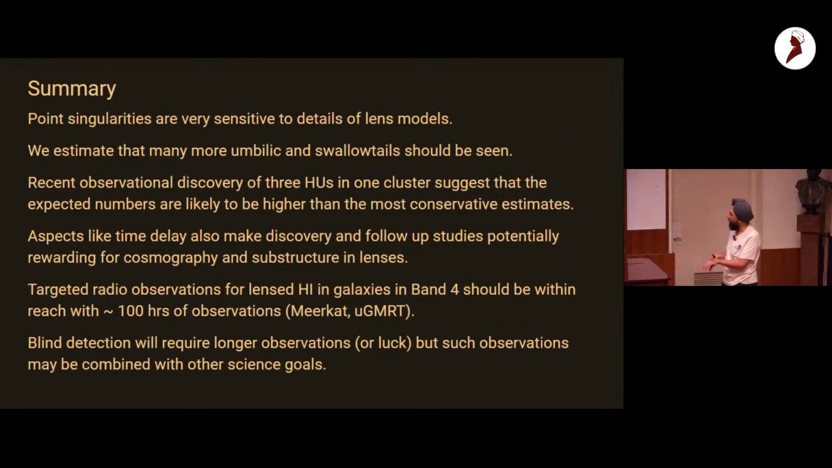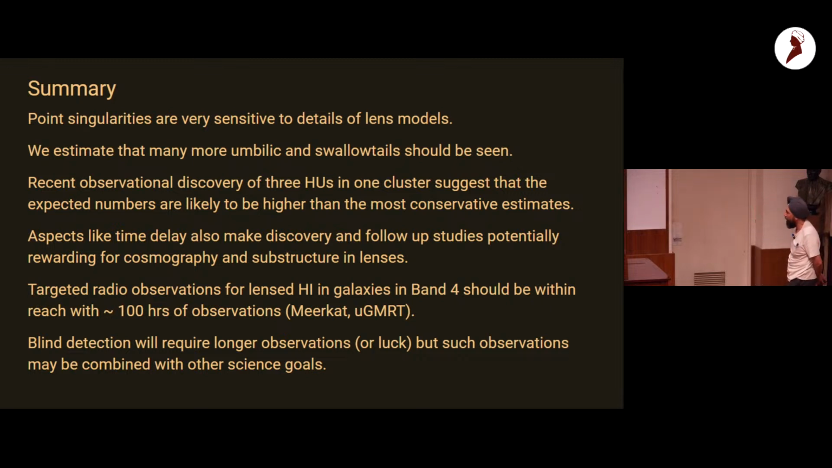One is that point singularities are very sensitive to details of lens models, that is, if you are doing a theoretical projection. Observationally, if you have something, you can fix them very well. We estimate that many more umbilics and swallowtails should be seen than originally estimated. And the recent observational discovery of 3 HUs in one cluster suggests that expected numbers are likely to be higher than even the most conservative estimates that we had given, which was 1 in 5 clusters.